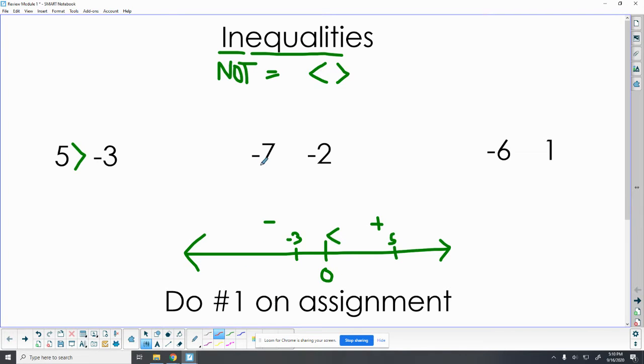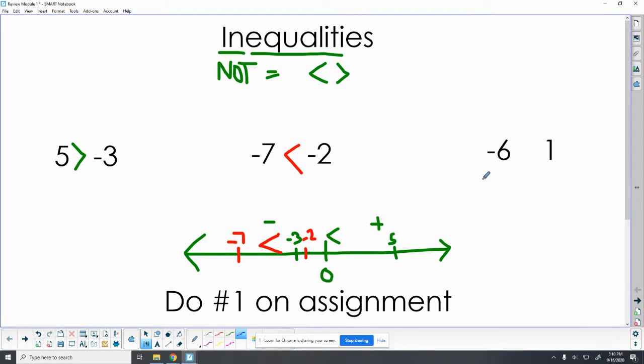Next we have negative 7 towards the negative side. So here's 3, 4, 5, 6, 7, negative 7, and negative 2, 1, 2, negative 2. And even though they're both on the negative side, they are less than 0. One of them is still larger than the other. The one more to the right is larger. So negative 2 is greater than negative 7. So I'm going to place it facing the negative 2, which is larger.